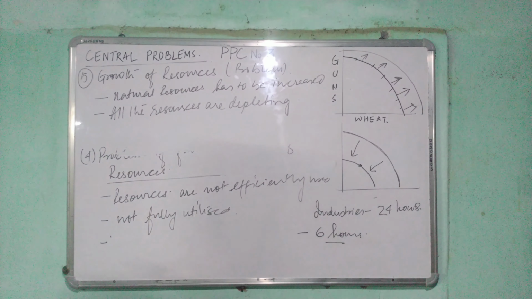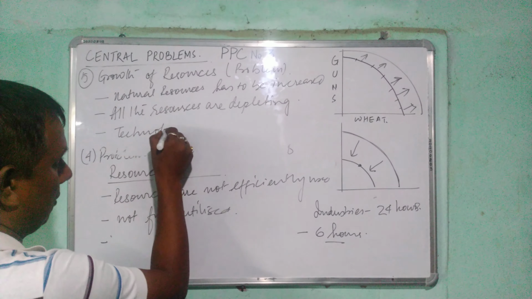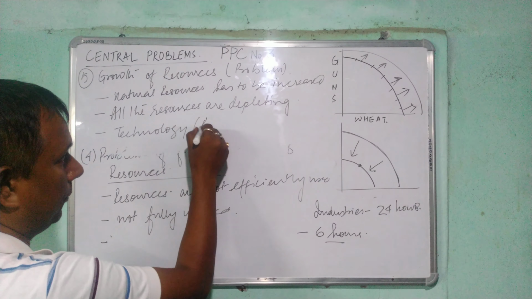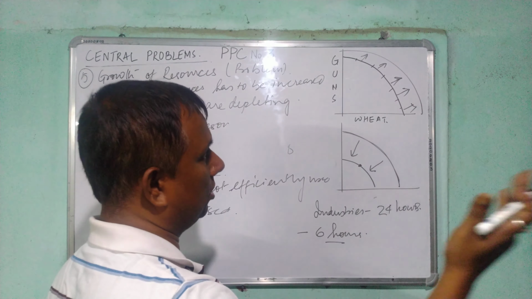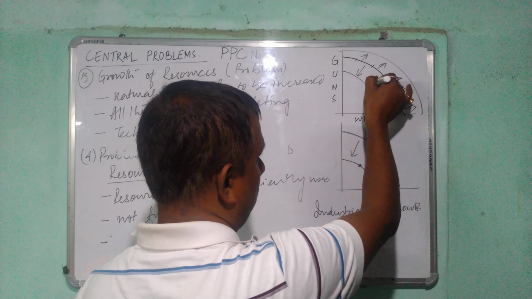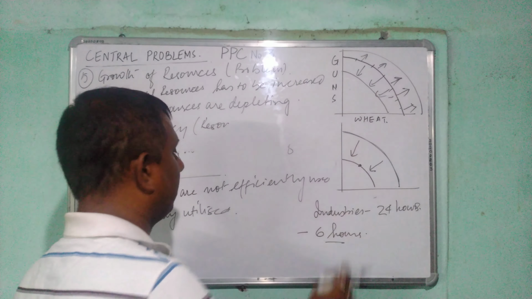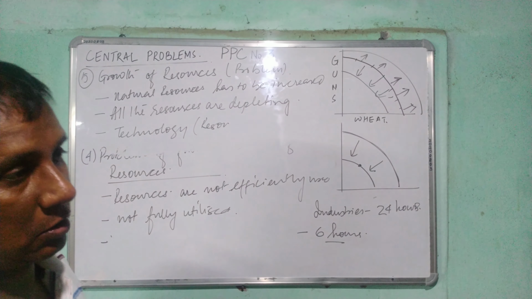Why will the production increase? For example, technology can be improved. If technology improves, resources also improve. If technology does not improve, or technology is downgraded, then it will come down like this. Okay, these are the 5 simple problems which can be solved through the production possibility curve.